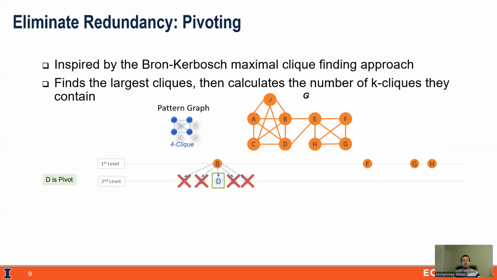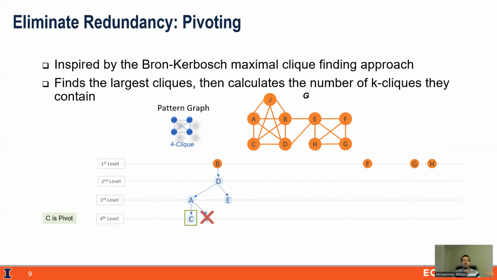We keep choosing pivots and expand, and notice that even though we are searching for 4-cliques, we reached 5-cliques, and then we found the number of 4-cliques that can be part of 5-cliques based on this combinatorial equation. Also, we do the same for the remaining branches in the tree, and then we find the unique 4-cliques in the graph.